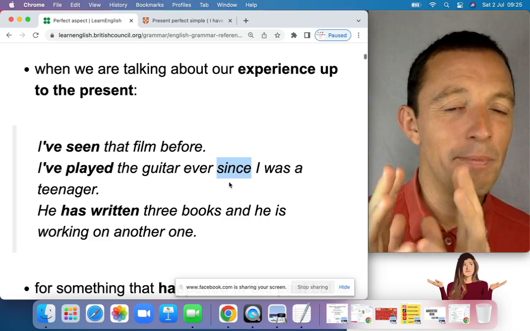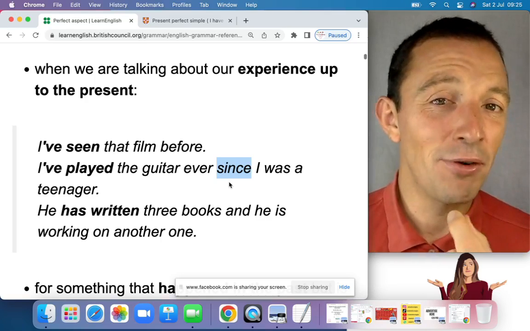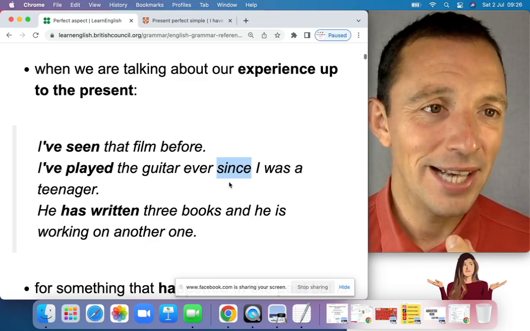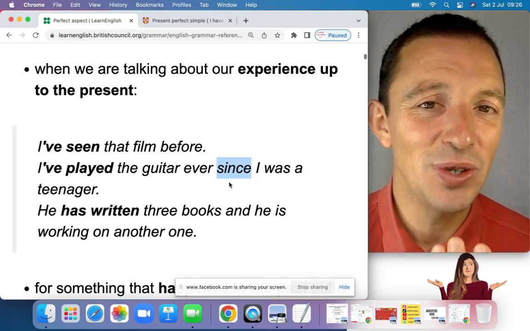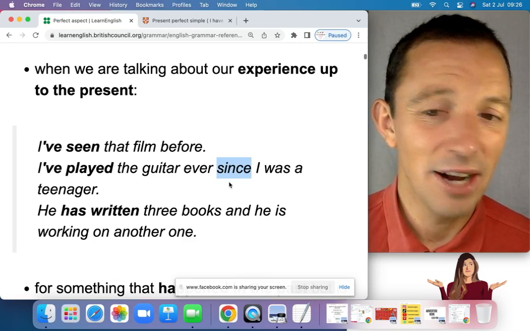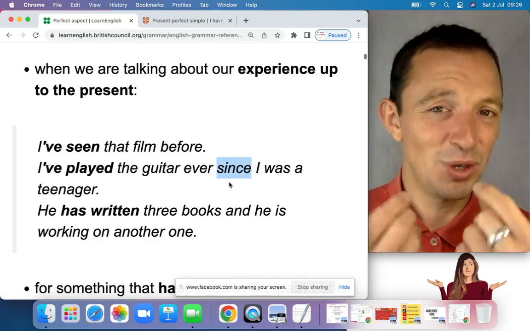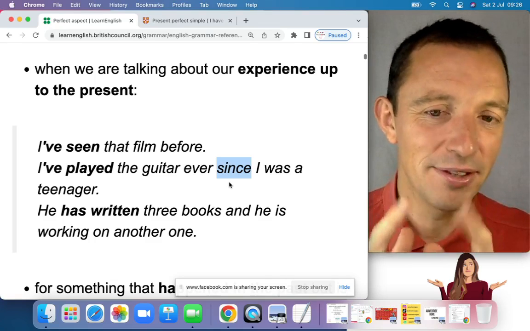So maybe it continues, we don't know, in the present, but it's very relevant to the present because maybe you continue to have the skills, you continue to have the ability to play the guitar, so therefore it is relevant to the present, but maybe not continuing, if you see the little difference.